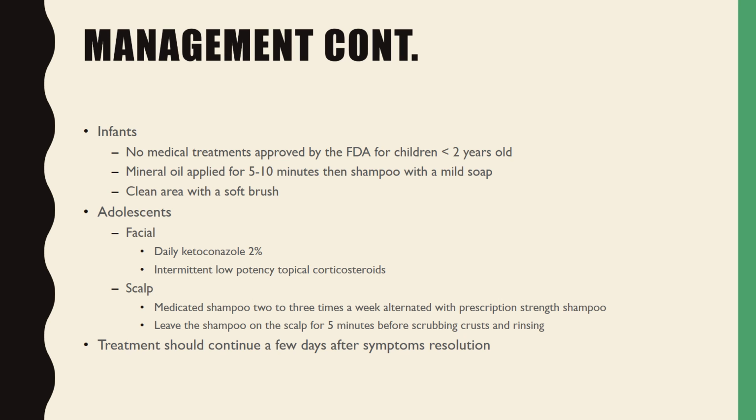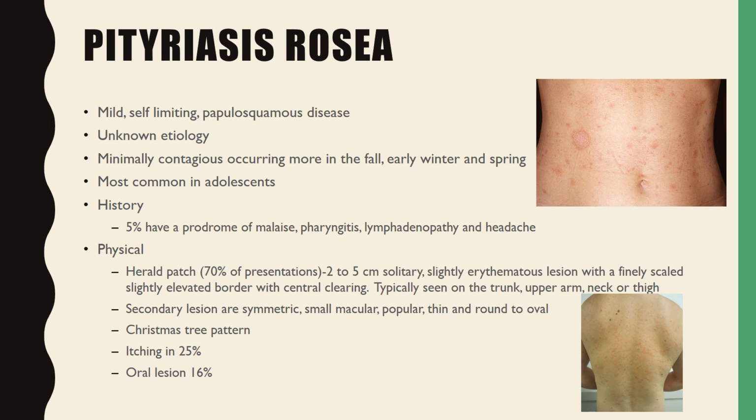For adolescents, if it's on the face, you'll want to use a daily ketoconazole 2% or intermittent low-potency topical corticosteroid. And then for your scalp, you're going to use a medicated shampoo 2 to 3 times a week, alternated with prescription strength shampoo. Leave the shampoo on for about 5 minutes and then scrub the crust and rinse it off. Treatment should continue a few days after the symptoms resolve.